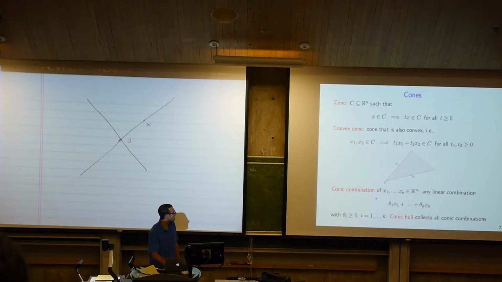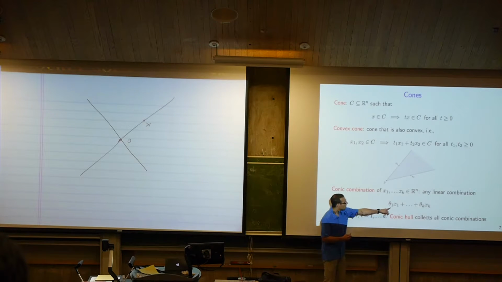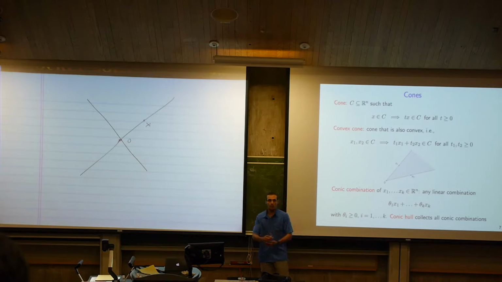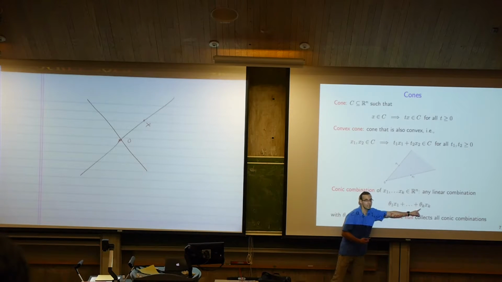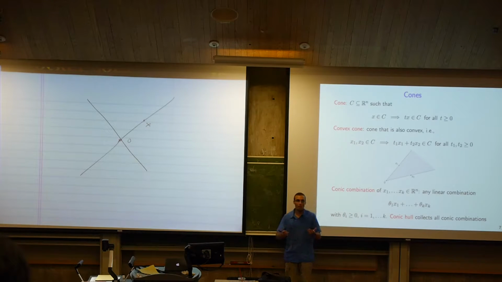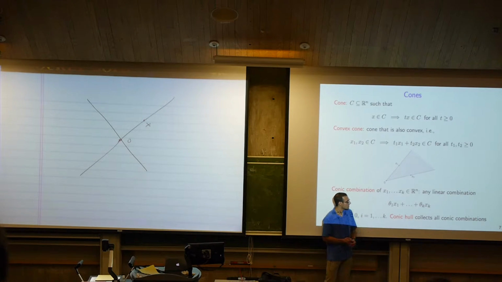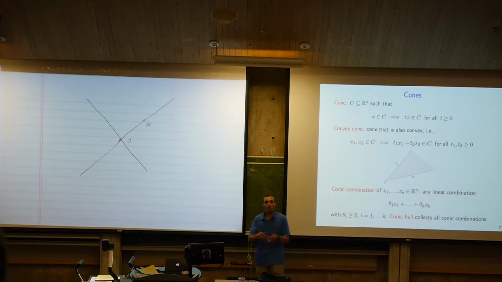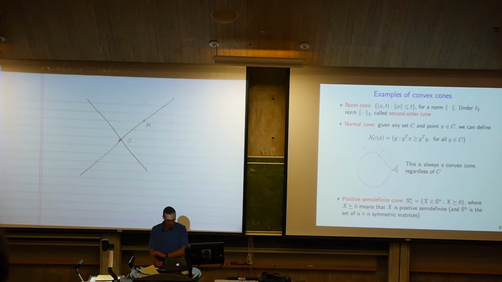A conic combination of points is analogous to a convex combination, but for cones. We take any linear combination of points where all the weights are non-negative. That's what a conic combination is. Just to remind you, a convex combination is that plus the property that the weights must sum to 1. So a conic combination allows more possible weights. And the conic hull of a set is the set of all conic combinations of elements of the set, just like the convex hull. So what are some examples of convex cones?